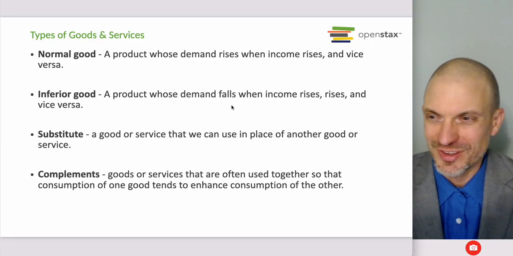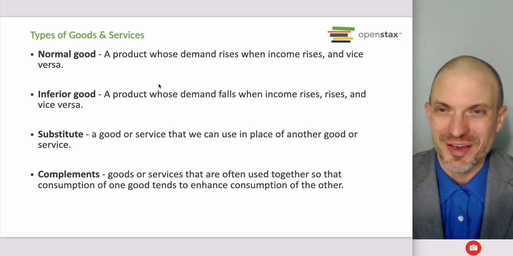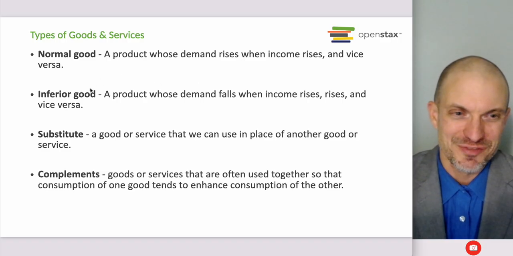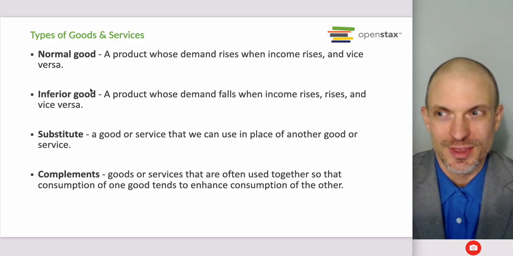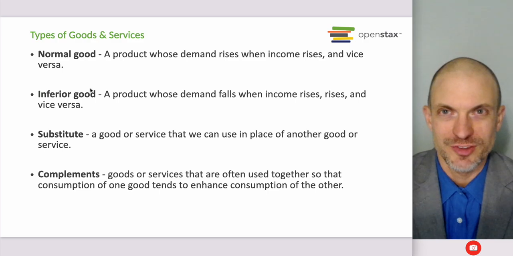Oh, okay, how about I'll just ignore the slide for a second. A normal good is one where as income rises, you buy more. As income falls, you buy less. An inferior good is one where as income rises, you buy less. As income falls, you buy more.